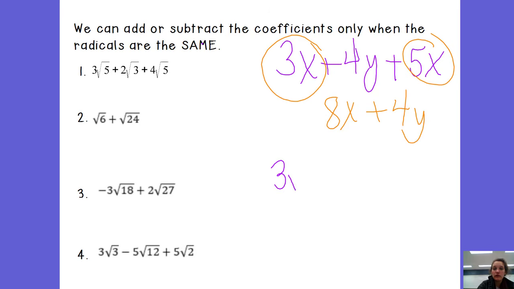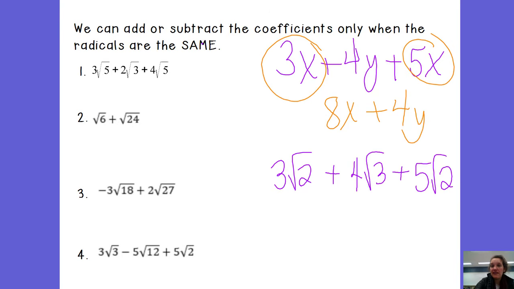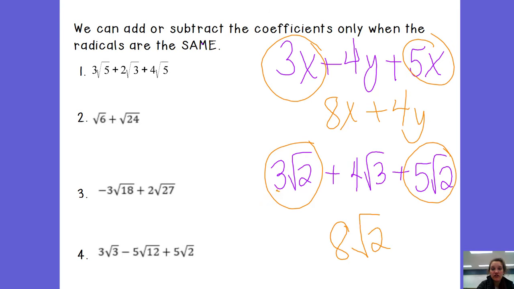Let's say I had 3 root 2 plus 4 root 3 plus 5 root 2. I can only add things together that have the same number underneath the square root. So I can add 3 root 2 and 5 root 2 together to get 8 root 2. I'm going to add the coefficients together, keeping the number underneath the radical the same. I can add 3 root 2 and 5 root 2 because they have the same number underneath the radical. But I can't add those with 4 root 3 because it has a different number underneath the radical. So the 2 and the 3 are different, so they're not like terms, so I can't combine them.